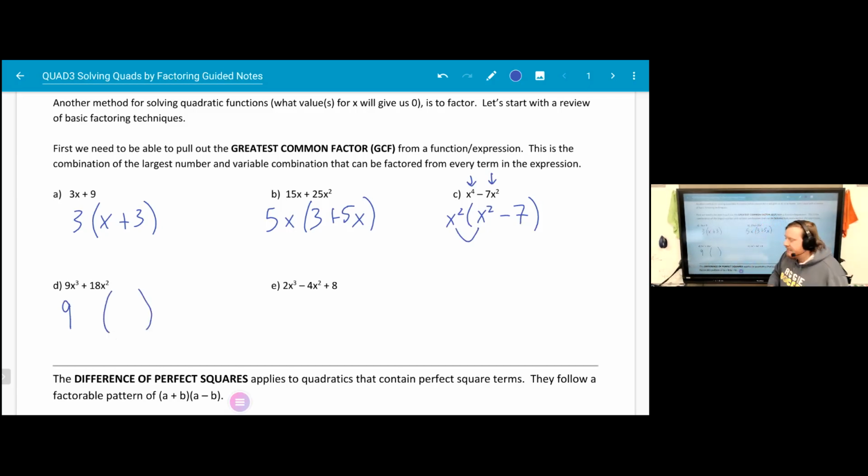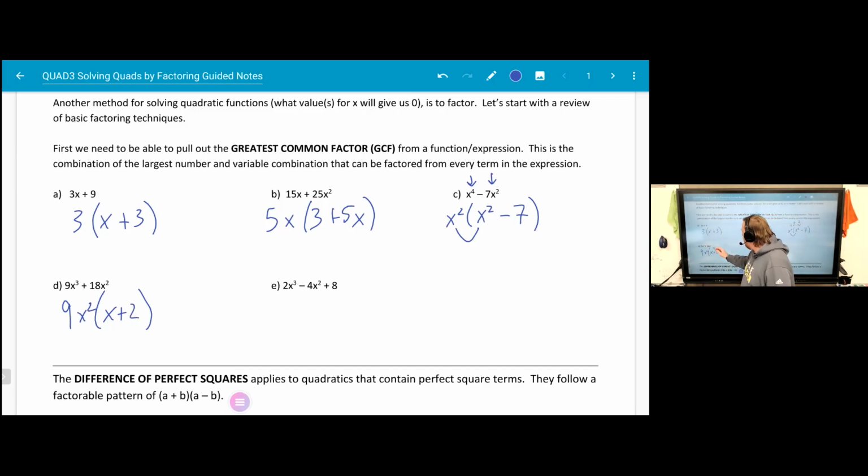And then I've got to look at x cubed and x squared. What do they both have? What's the greatest common factor between x cubed and x squared? That'd be x squared. So I can pull out 9x squared from both of these. What am I left with? Well, 9x squared times what gives us 9x cubed? We know 9 times 1 is 9, and x cubed divided by x squared just leaves us with an x. And think about it, 9x squared times x would be 9x cubed. Well, 9 times what gives us 18? That would be a 2.